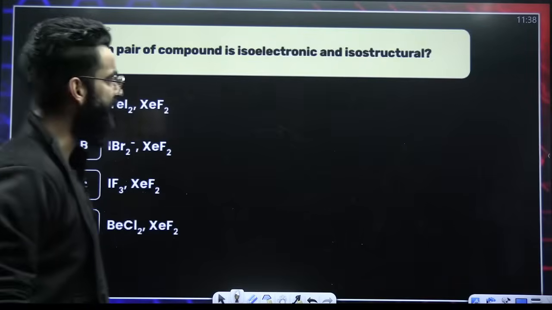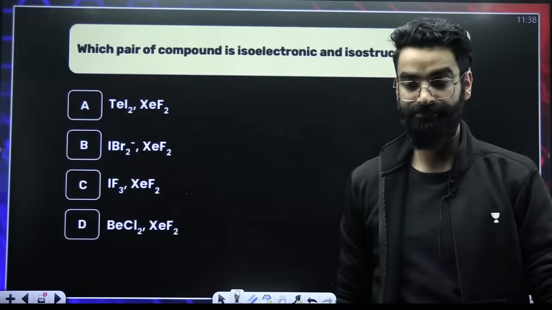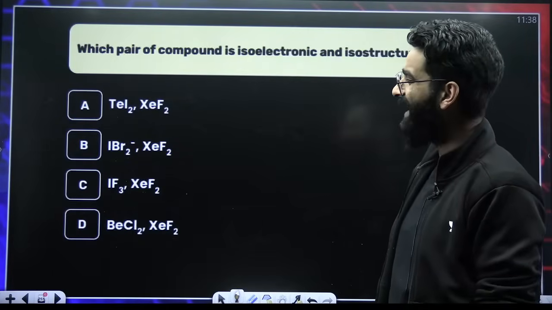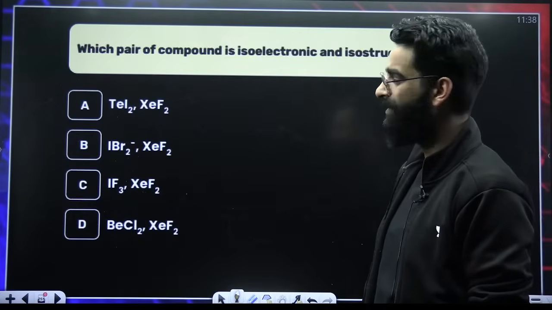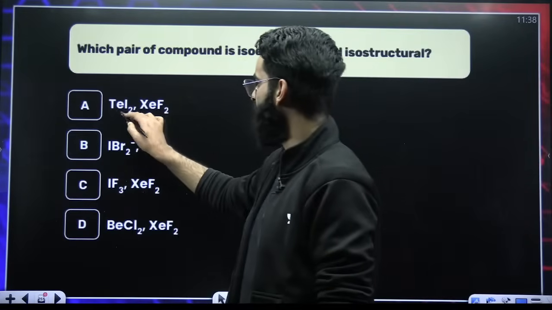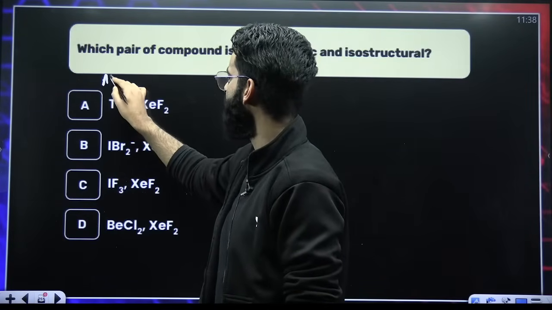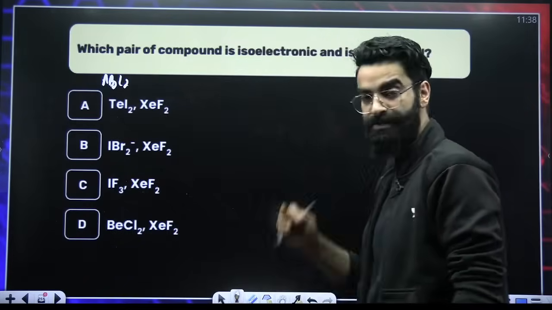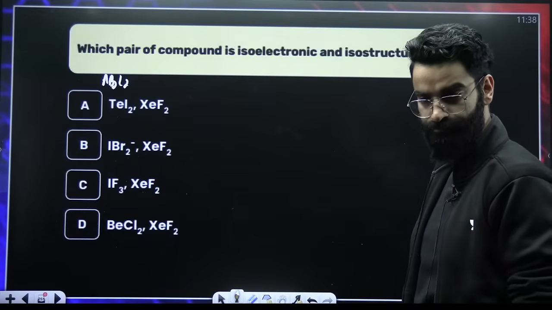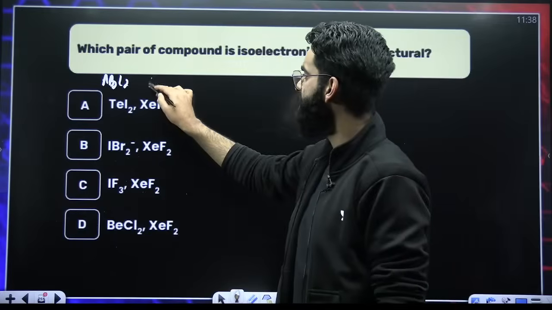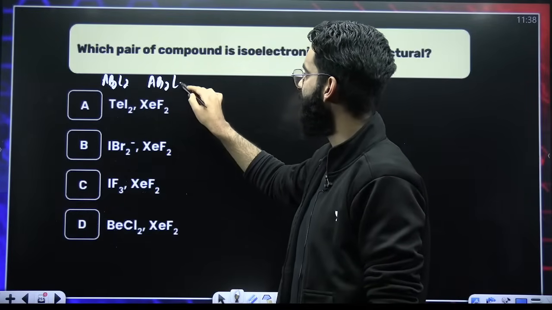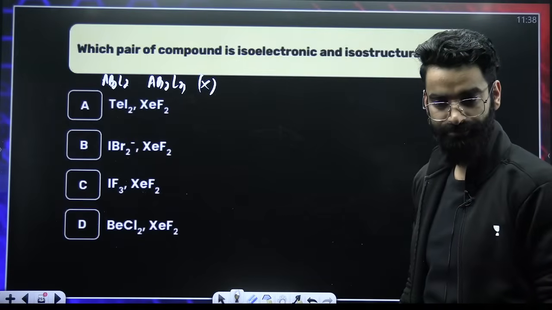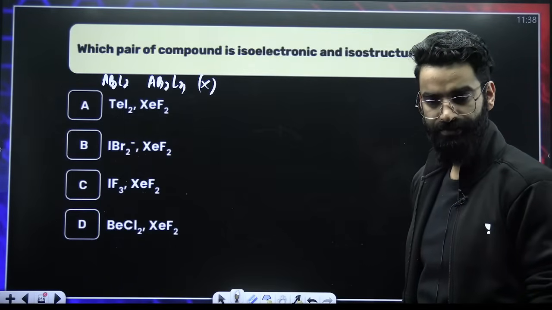Which pair of compounds is isoelectronic and isostructural? Isoelectronic, isostructural. Get the type of every molecule. If you look at this particular one, its type is AB2L2. This one is AB2L3. So the type is different, so they cannot be isostructural.